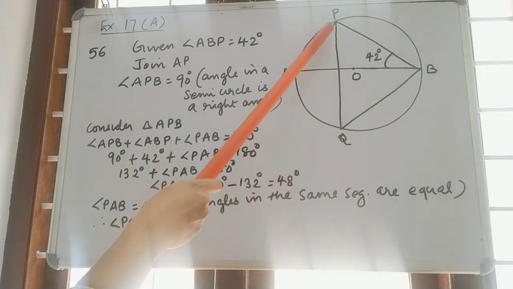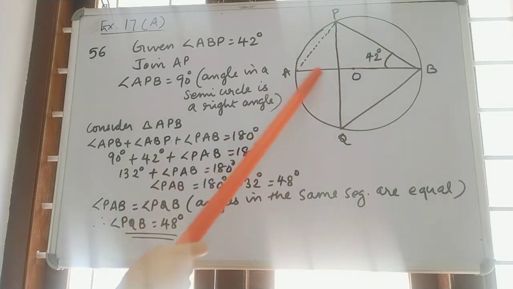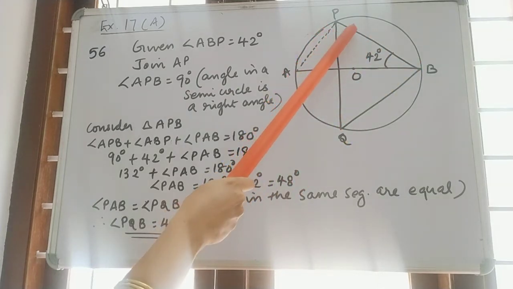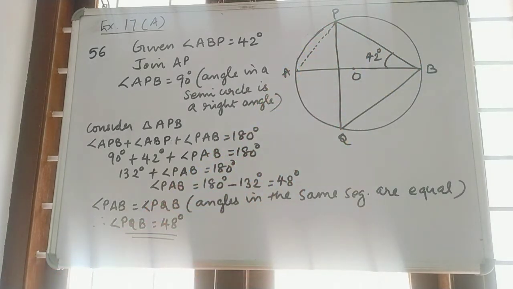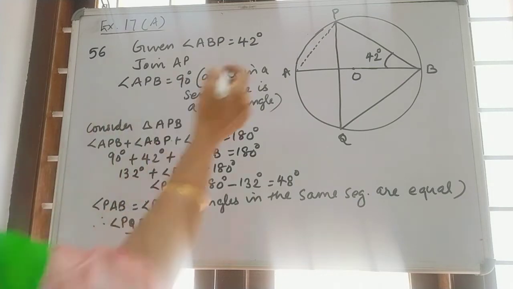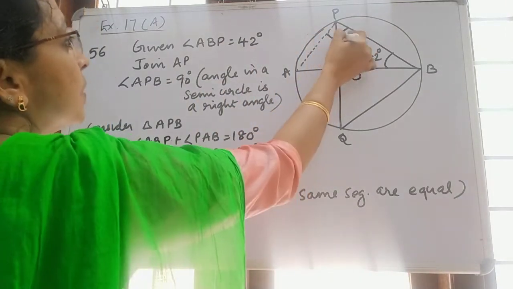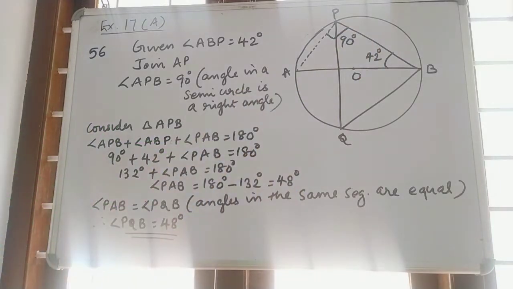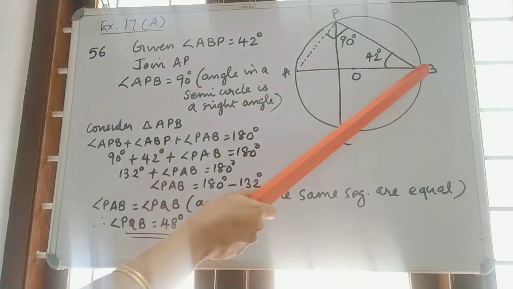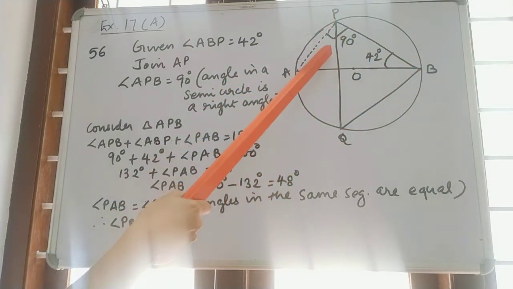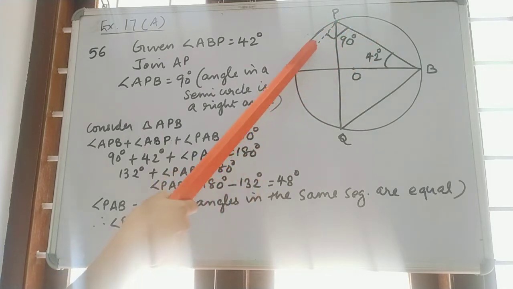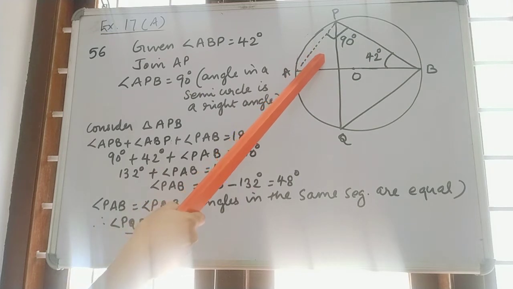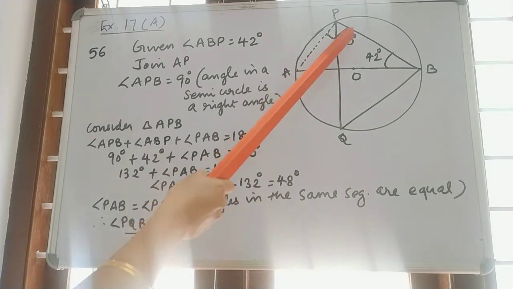APB will be 90 degrees since O is the center and AB is the diameter. APB will be 90 degree. This angle in the semicircle is a right angle. So, we can write this as 90 degree. Then consider triangle APB. So, what about angle PAB? PAB will be, sum of angles of a triangle is 180 degree. So, PAB we can write it as 180 minus sum of these two.